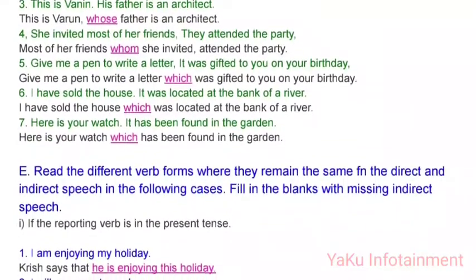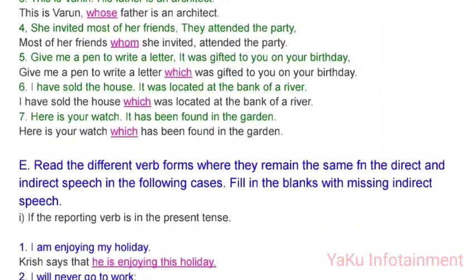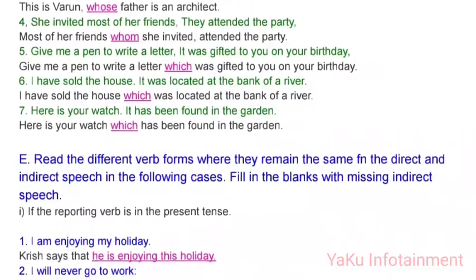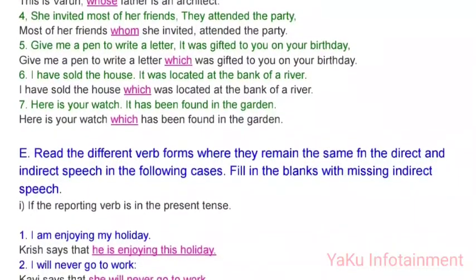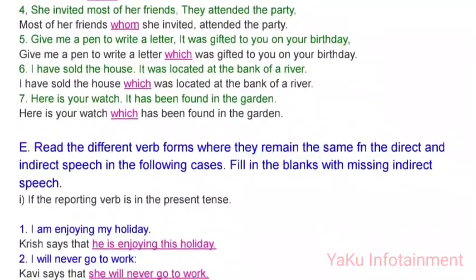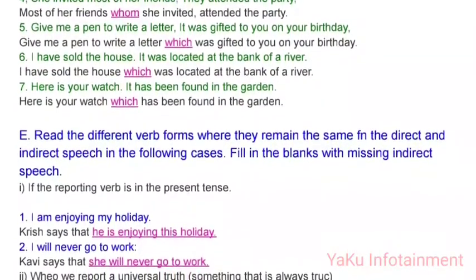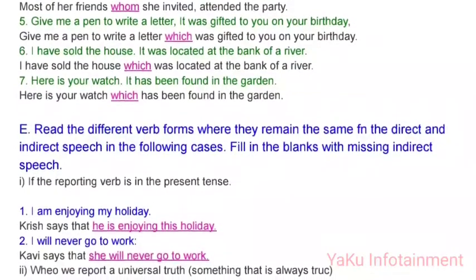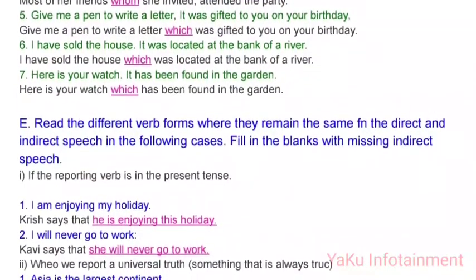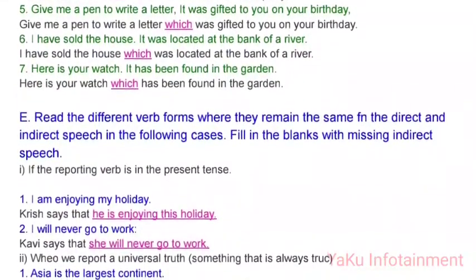4. She invited most of her friends, they attended the party. Most of her friends whom she invited attended the party. 5. Give me a pen to write a letter, it was gifted to you on your birthday. Give me a pen to write a letter which was gifted to you on your birthday.